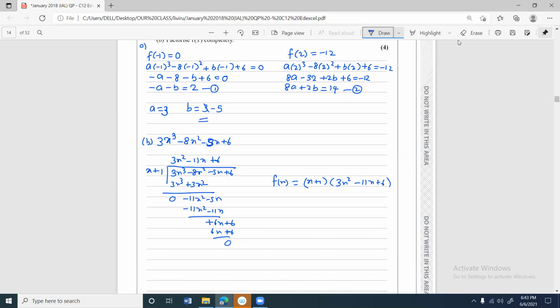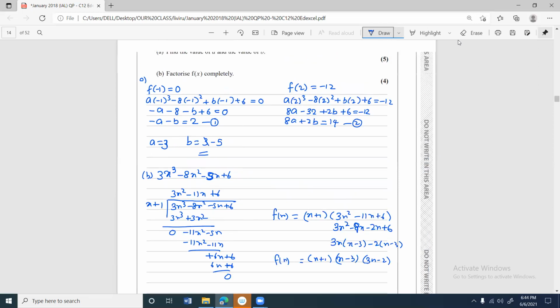3x squared minus 11x plus 6. Yes, it can be factorized further. You can break 3 times 6 as 18, 9 into 2, giving 3x squared minus 9x minus 2x plus 6. Then if you take 3x out, you get x minus 3, and if you take minus 2 out, you get x minus 3. So it's x minus 3 times 3x minus 2. That is our final answer for this expression.